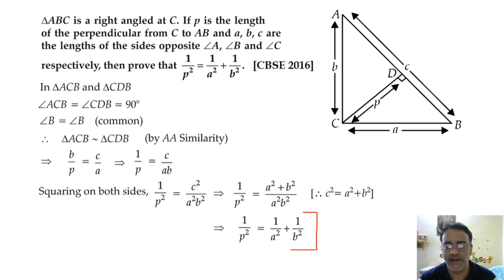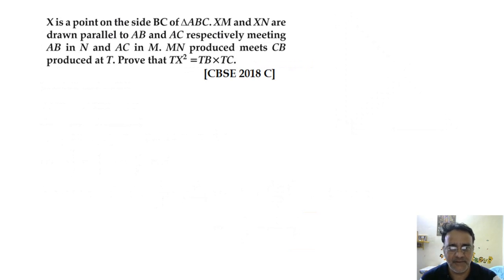No, sir. Okay, so we'll move towards one more question. This is a very good question. X is a point on the side BC of triangle ABC, and XM and XN are drawn parallel to AB and AC respectively, meeting AB in N and AC in M. MN produced meets CB produced at T. Prove that TX square is equal to TB into TC. So for this question, the diagram was not given in the exam.